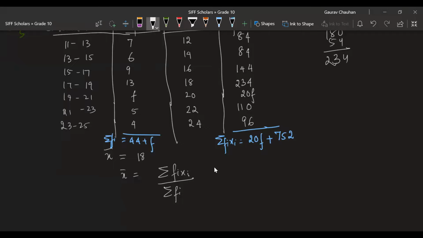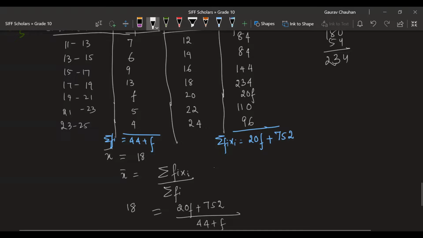Okay, all right. So we are here. What do we have right now, Dilruba? We have x bar is 18, right? 18 is equal to sigma fi xi, which is this thing, 20f plus 752, divided by sigma fi, that is this thing, 44 plus f. Anyone has any confusion so far?